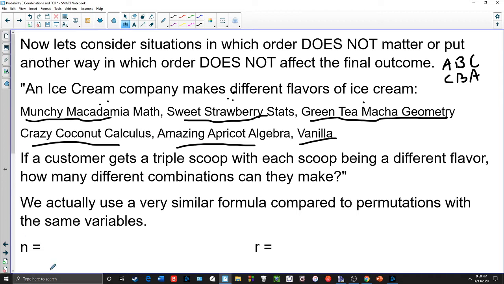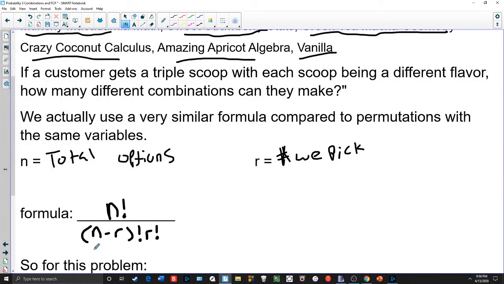So we still have the same N and R. N is still the total number, so that's the total number of options we have. And then R here is the number that we pick. So R is the number that we pick, N is the number of options that we actually have available, and the formula is this here.